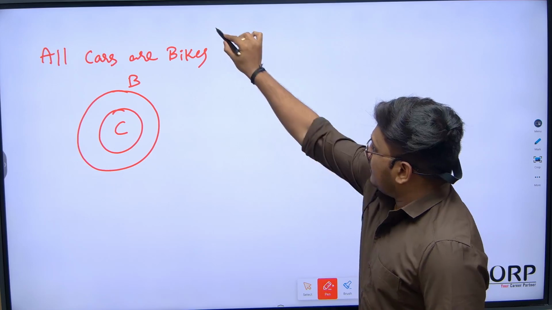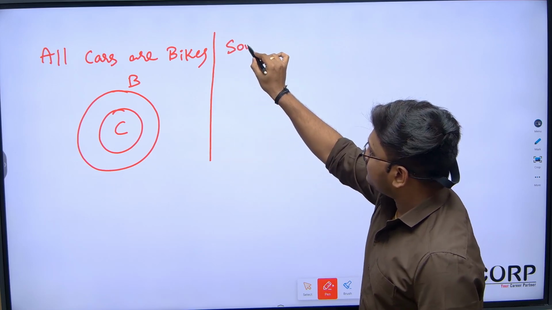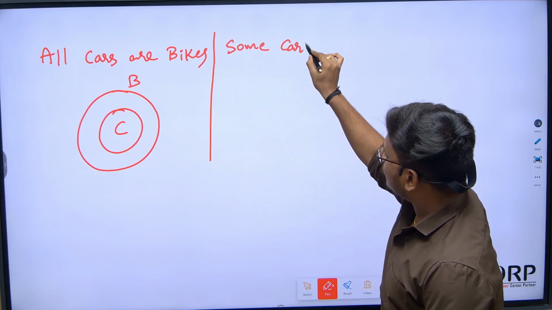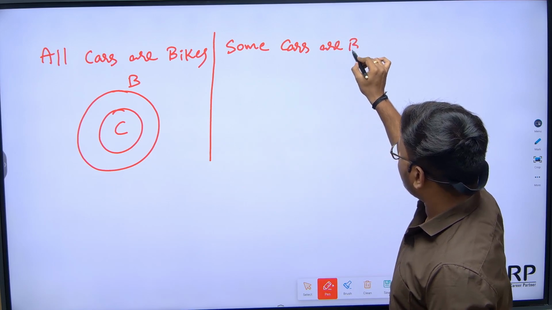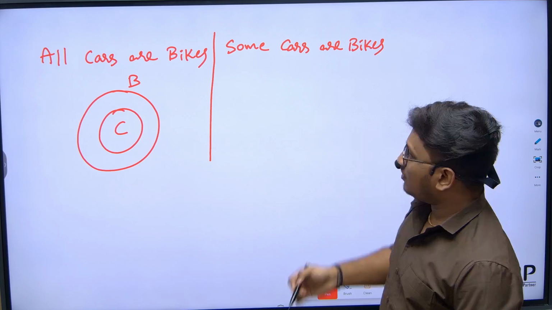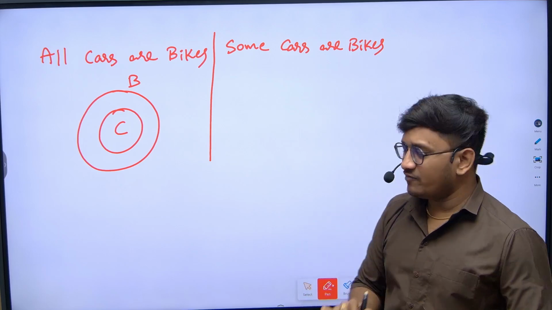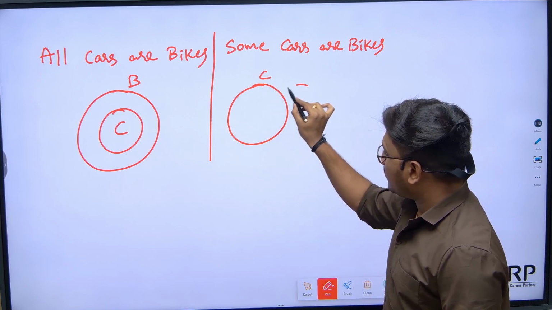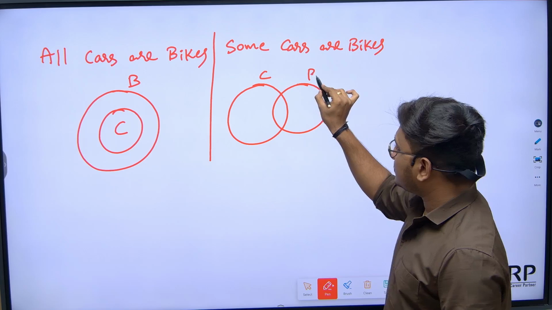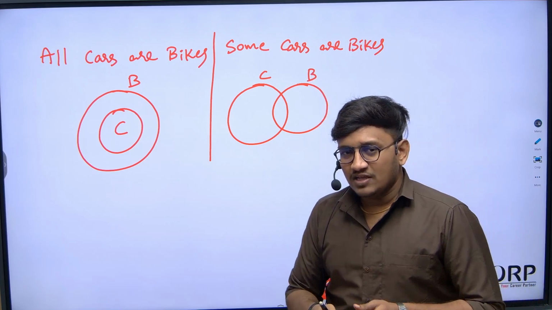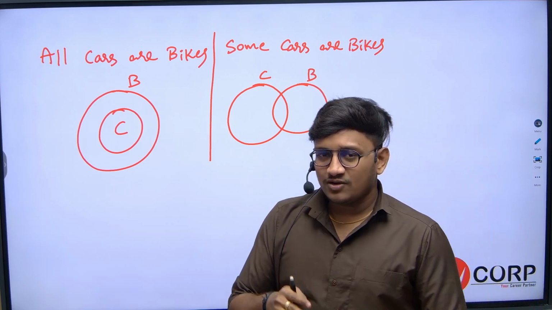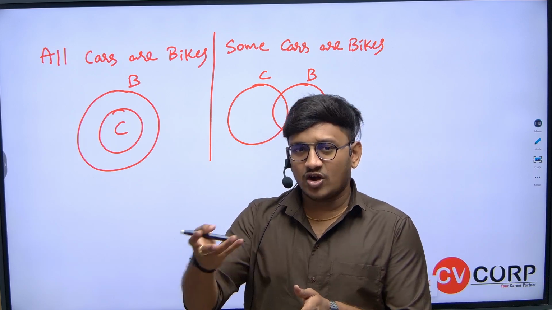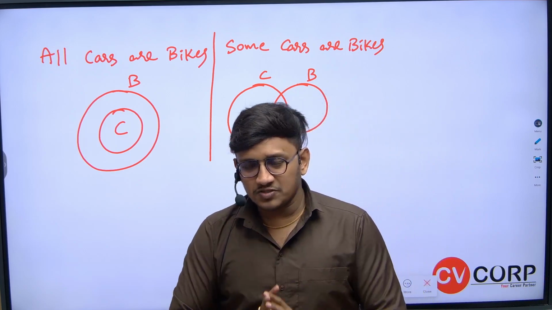Next, some cars are bikes. For this particular Venn diagram, it is very simple. Some cars are bikes means I can draw some cars are bikes. When some cars are bikes, what about the remaining? Some cars are not bikes, right? We'll take one small example.